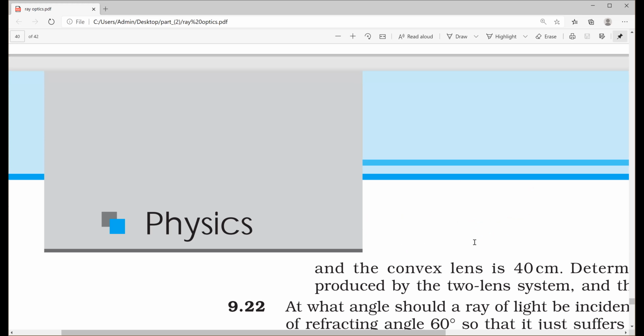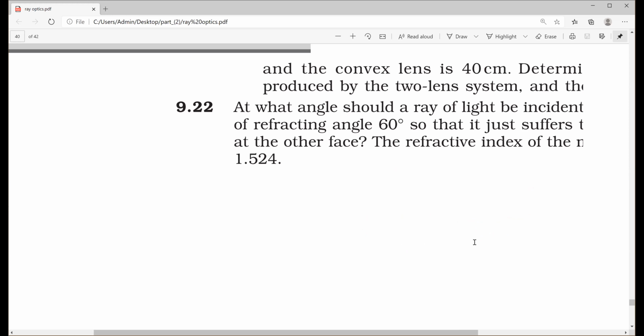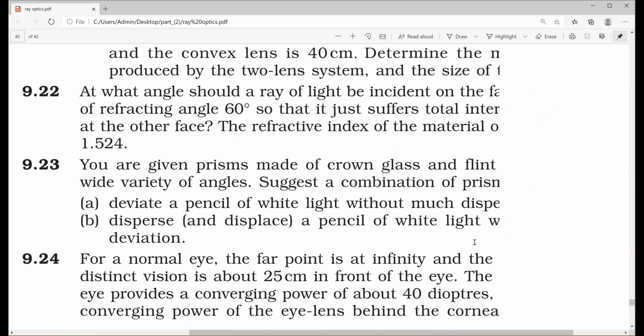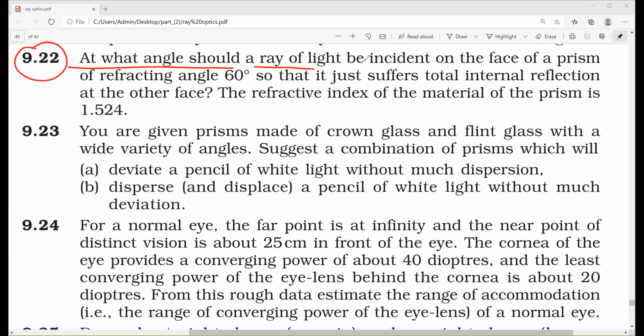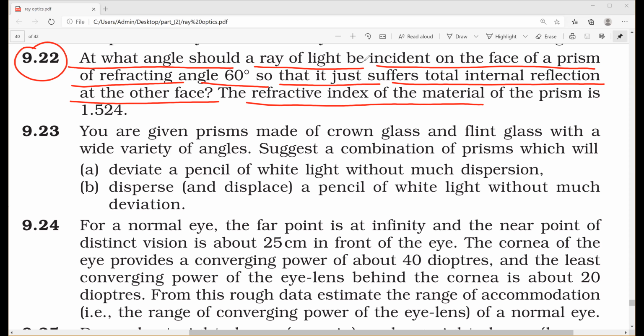So that is 9.22. So what does 9.22 say, look. At what angle should a ray of light be incident on the face of a prism of refracting angle 60 degrees so that it just suffers total internal reflection at the outer face. The refractive index of the material of the prism is 1.52.